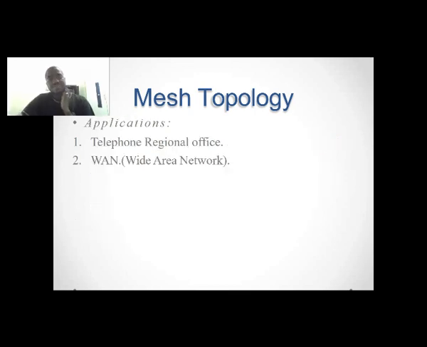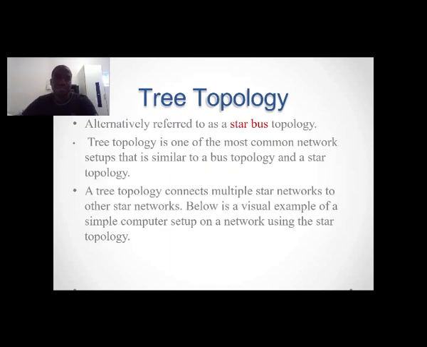The applications of this one: they call the telephone regional office, and also a wide area network. A wide area network uses this type. So you find it in a wide area network where you've got computers connected at different locations. Instead of doing those relays, you need a direct connection. If you are in a region in Namibia and you want to connect to a region in the United States, you need that direct link. That's where we see a mesh type of topology.